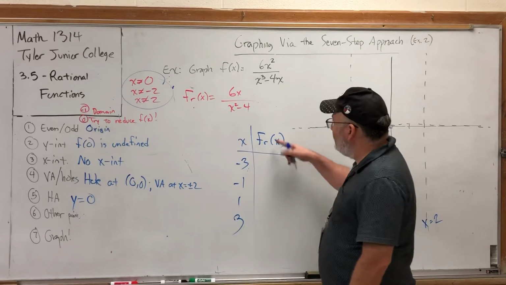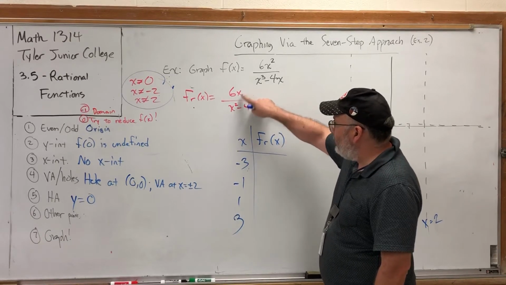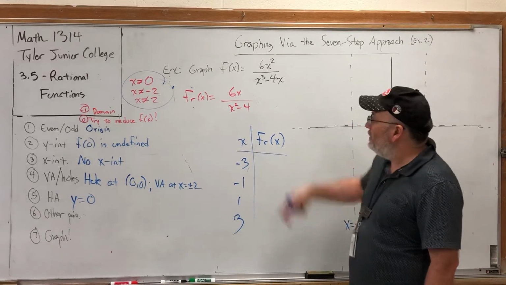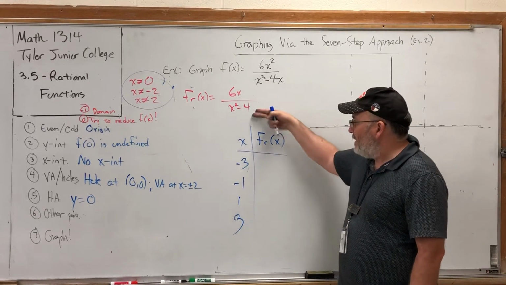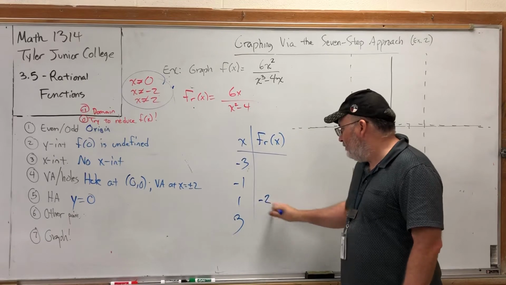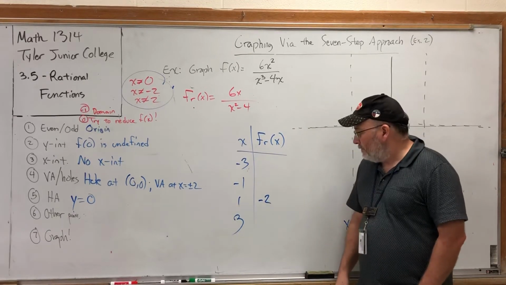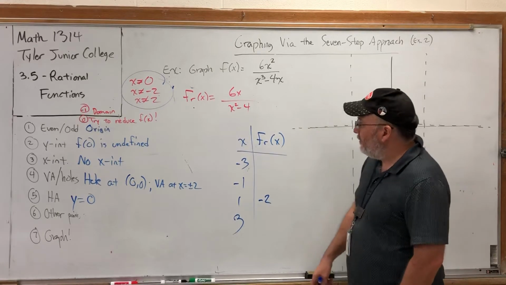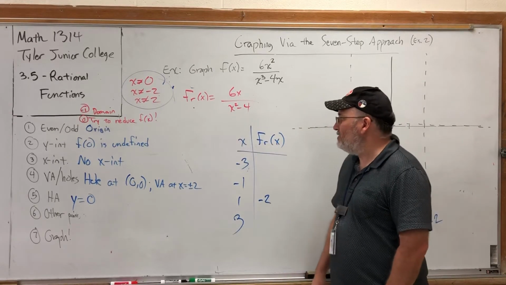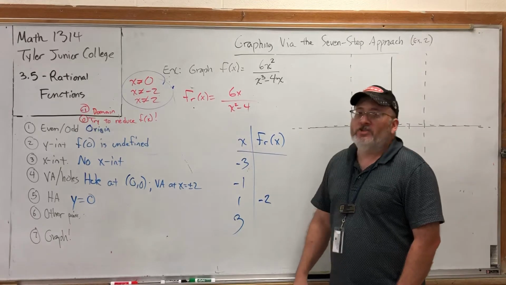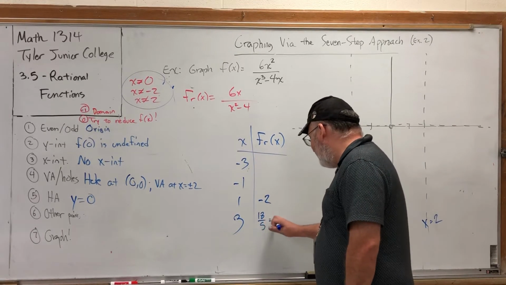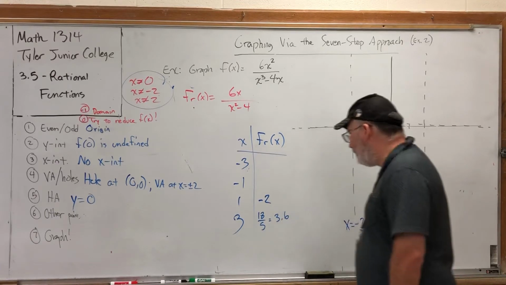If I put 1 into the reduced function, I'll get 6 on top. 1 squared minus 4 is -3. I'll get -3 on bottom. 6 divided by -3 is -2. If I put 3 into the function, 6 times 3 is 18. On the bottom, 3 squared is 9, 9 minus 4 is 5. So I get 18 over 5, which doesn't reduce, but I can divide it and get 3.6.